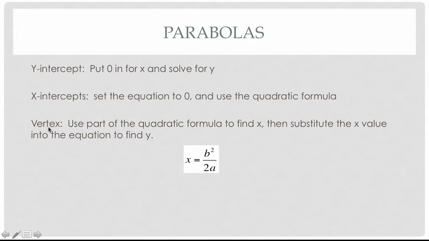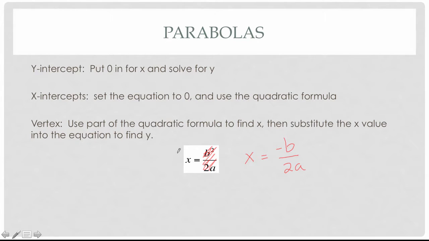Finally, the vertex. The vertex is a special part of the quadratic formula, but it helps us find the very center vertex of the parabola, and we're going to play around with that in an example here. But we need this formula. Whoops, it's not b squared. Scratch that. To find the vertex, we need to use the formula -b/2a. It's part of the quadratic formula. And we're going to use that to find the x value.